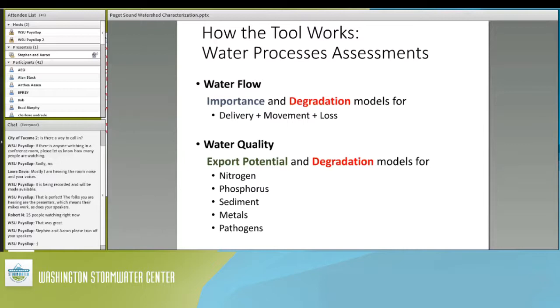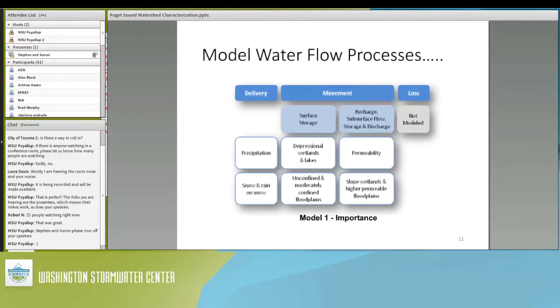It has an export potential and a degradation model. We're not going to talk about that today because we don't have time. I'm going to focus on the water flow model. So model one, the importance, is looking at the controls in the landscape that determine how water is delivered, how it moves, and how you lose it.